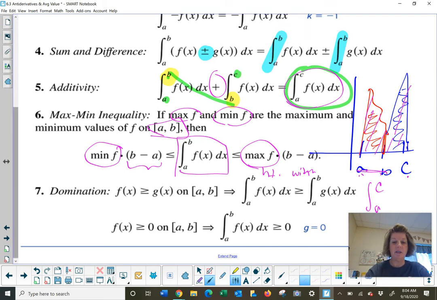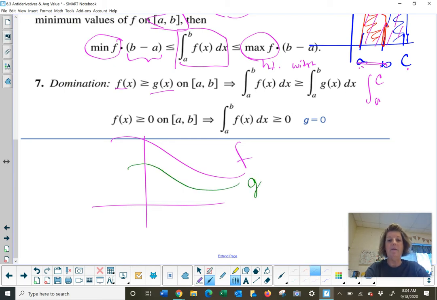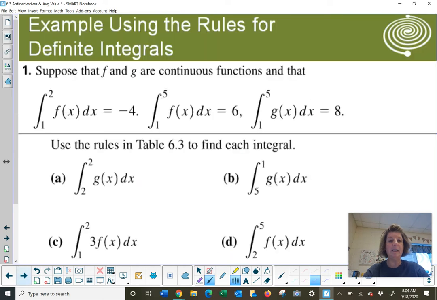The domination property says that if f is always bigger than g, so I got f function and I have the g function, f is always greater than g from a to b, then I know that the integral of a to b of f of x would have to be a larger value than the area from a to b of g of x. Because we can clearly see that the area under f is going to be more than the area under g. Easy. But ones to keep in your mind.